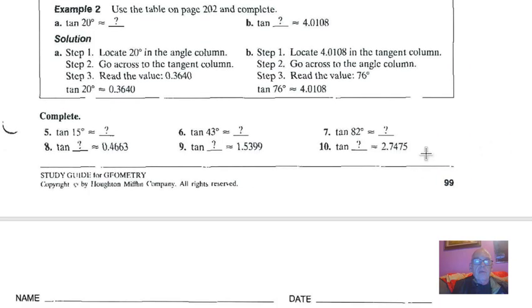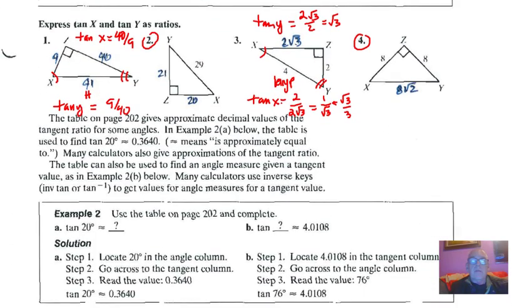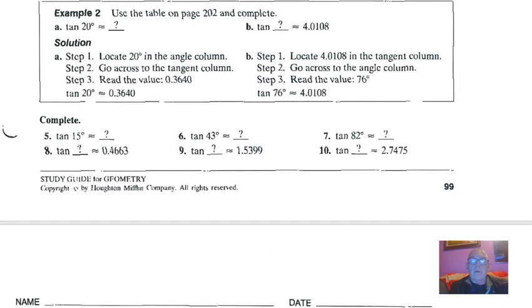Let's move down. Now for this one, I want to use the table. And let's see, we're doing the odds, right? Okay, so let's do number 5. We want the tangent of 15 degrees. So I'm going to go to the table, to the tangent column, which is third column over, down to 15 degrees. I get 0.2679.